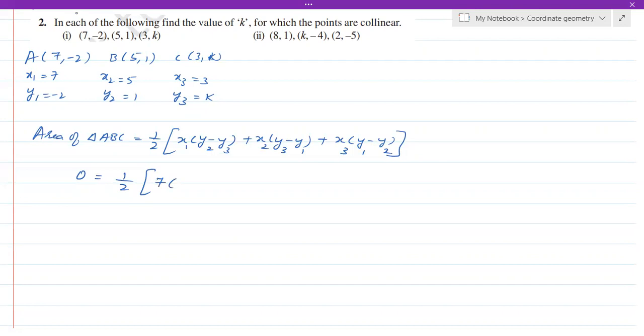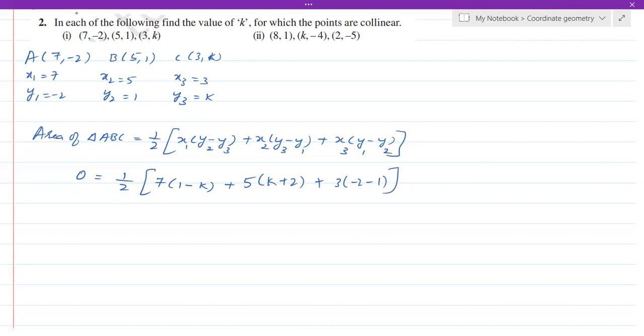y2 is 1, minus y3 is k, plus x2. x2 is 5. y3 is k, minus y1 is minus 2. So minus of minus becomes plus. x3 is 3, y1 is minus 2, minus y2 is 1.